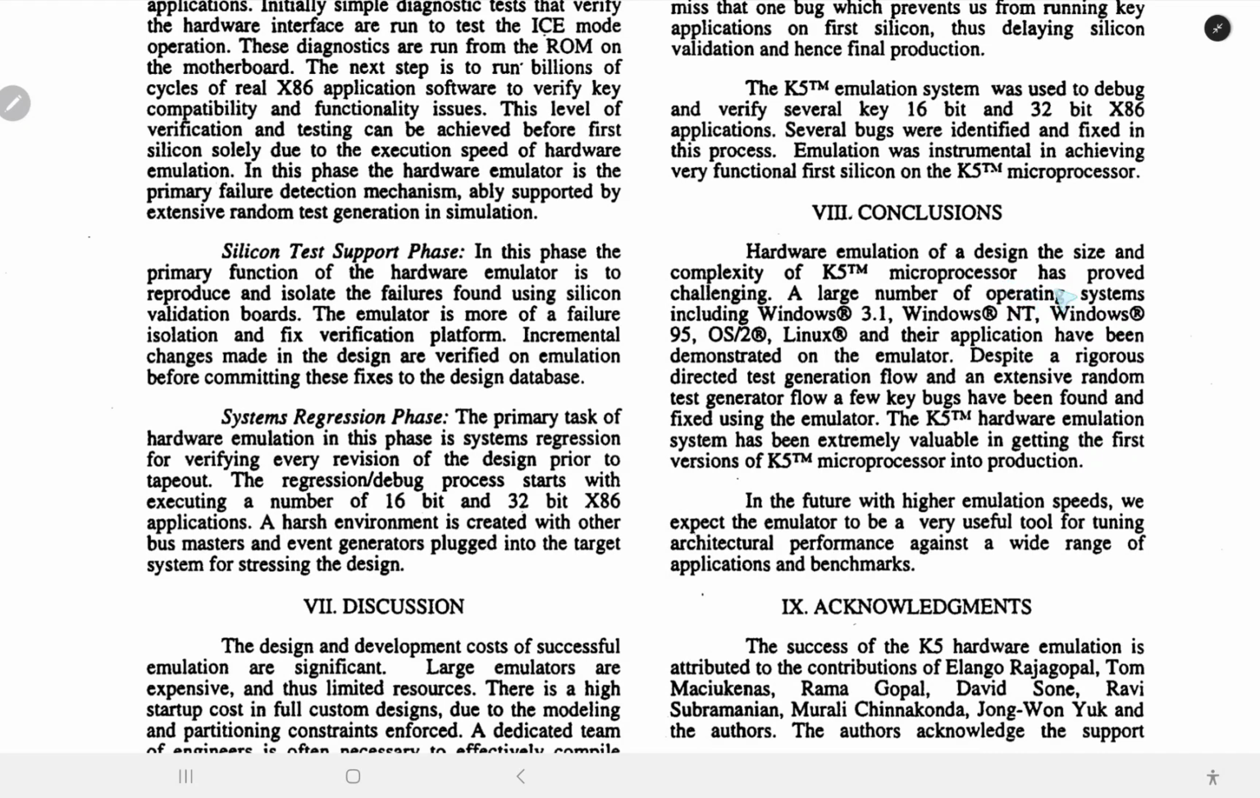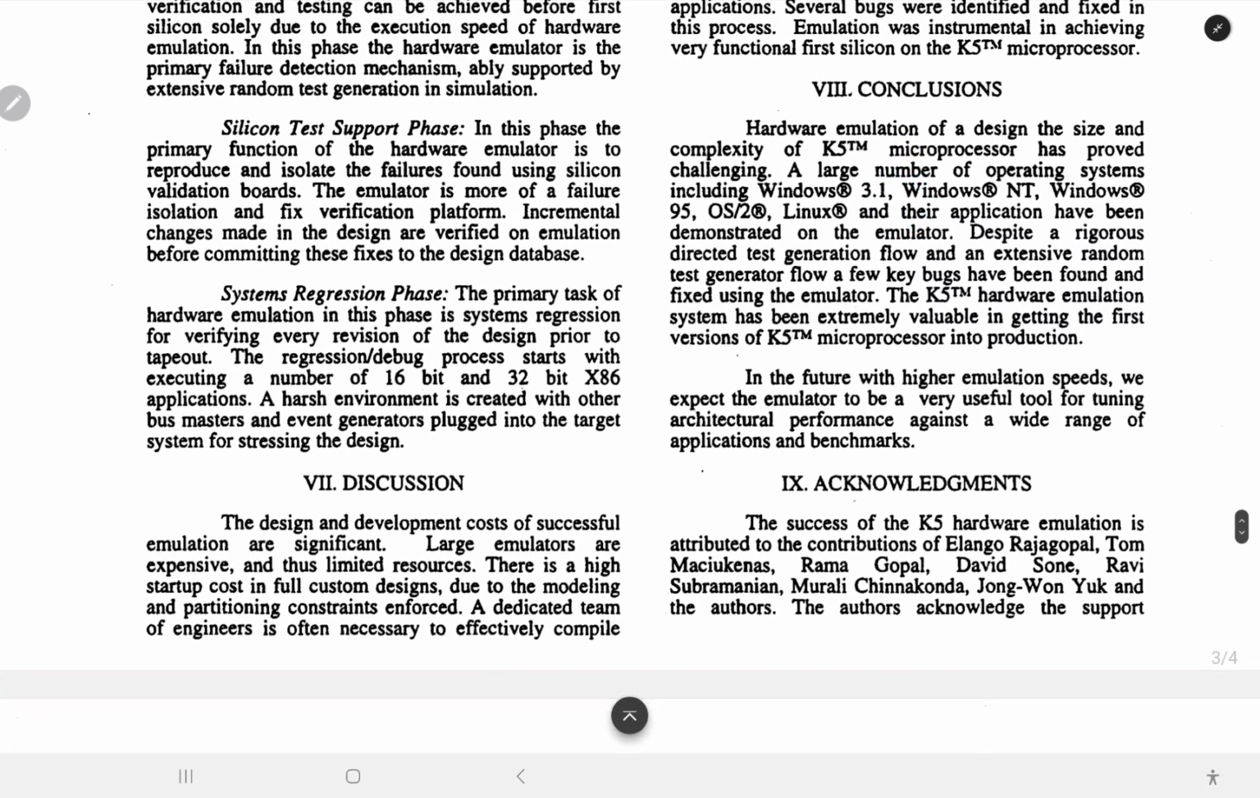A large number of operating systems, including Windows 3.1, Windows NT, Windows 95, OS/2, and Linux, and their applications, have been demonstrated on the emulator. Despite a rigorous directed test generation flow and an extensive random test generation flow, a few key bugs have been found and fixed using the emulator. The K5TM hardware emulation system has been extremely valuable in getting the first version of the K5 microprocessor into production.